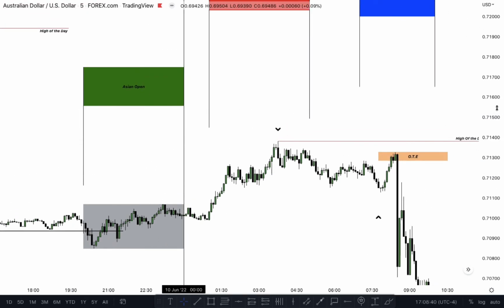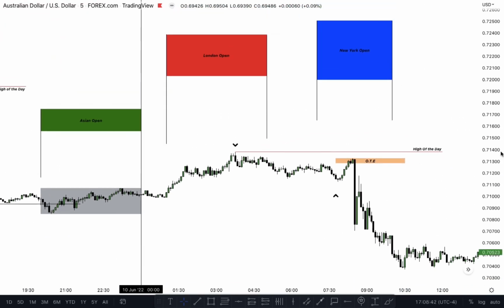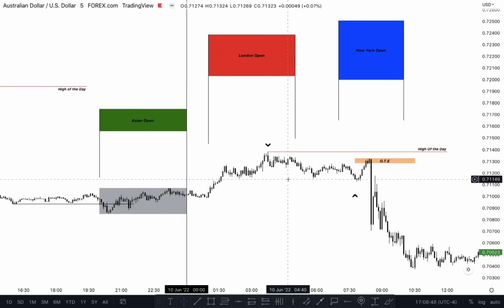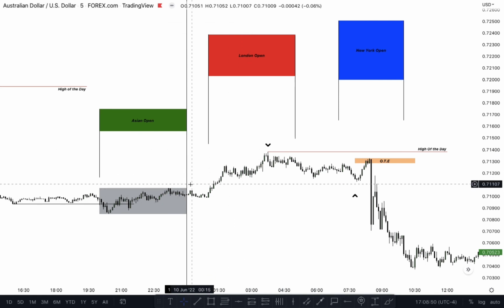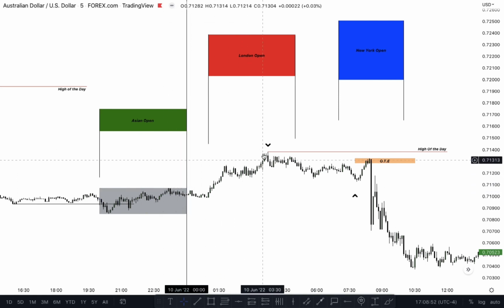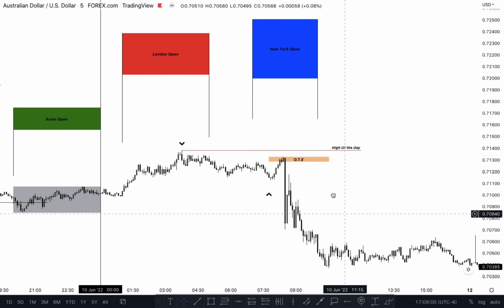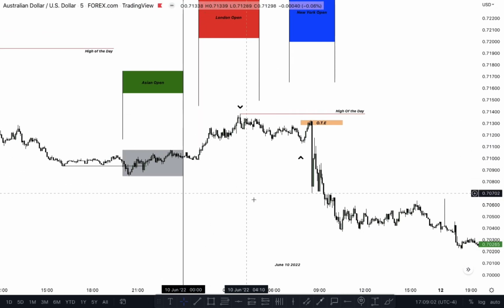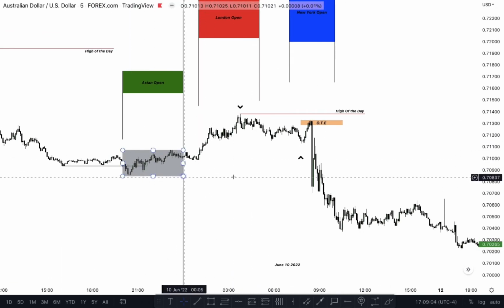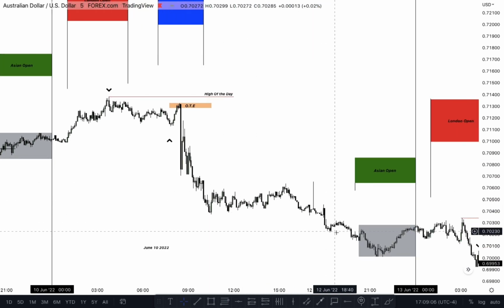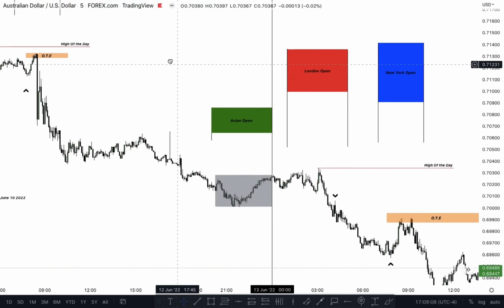Moving on to the next day, you'll see that the Asian Open is consolidating, keeping price in a tight range. You'll see that London session runs above the Asian session high, creating the high of the day. New York session creates a quick retracement from the London session high for an optimal trade entry short, and then price ultimately runs lower below the Asian session low, falling even lower, continuing the trend to the next day.